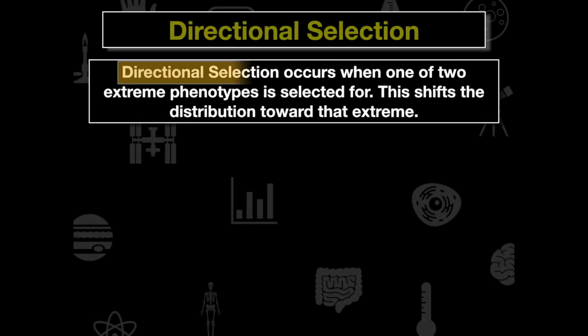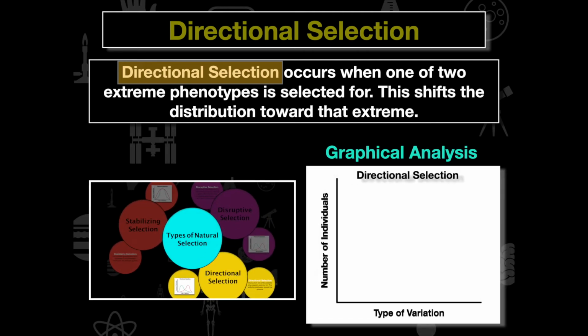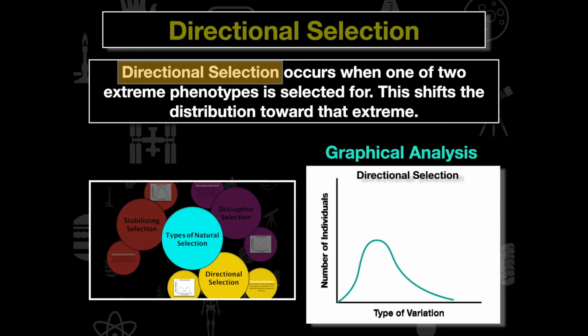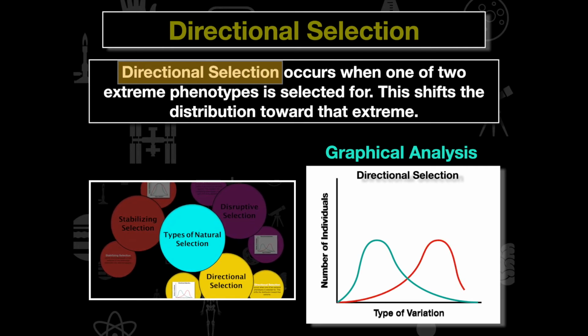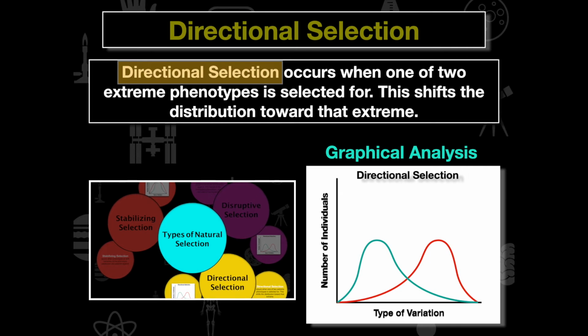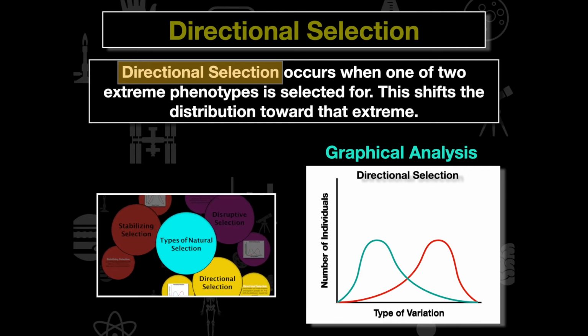Now, last but not least, we have directional selection. And directional selection occurs when one of two extreme phenotypes is selected for, but only one of them. And this is going to shift the distribution towards that extreme. Now, we can represent directional selection with a skewed normal curve like this, or we can look at it when we talk about our peppered moths here.